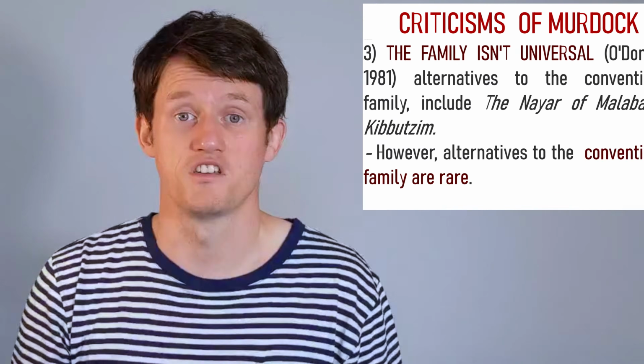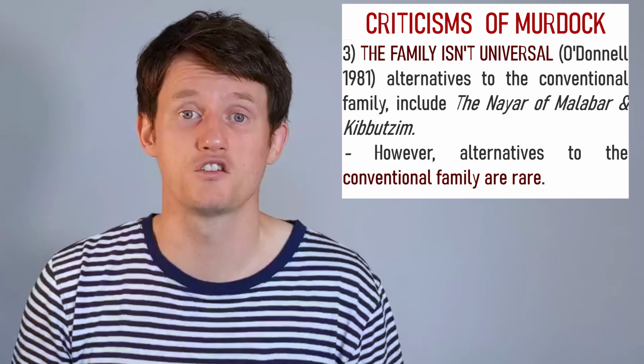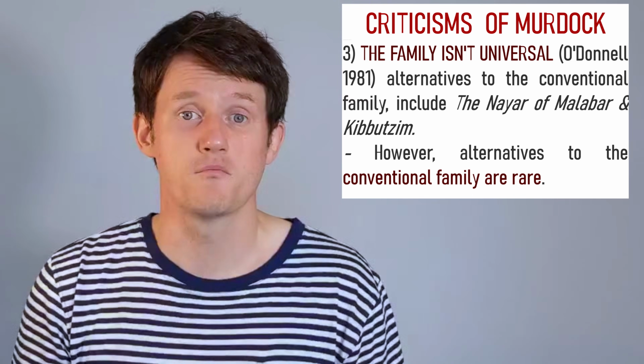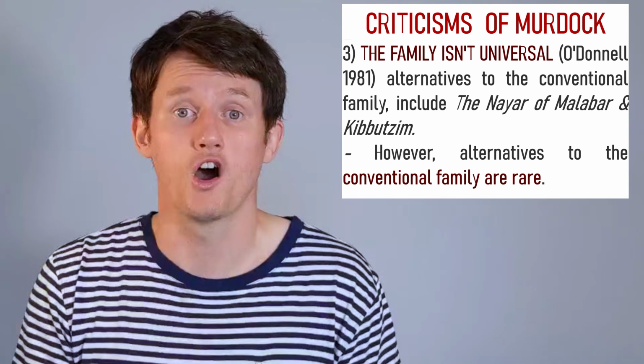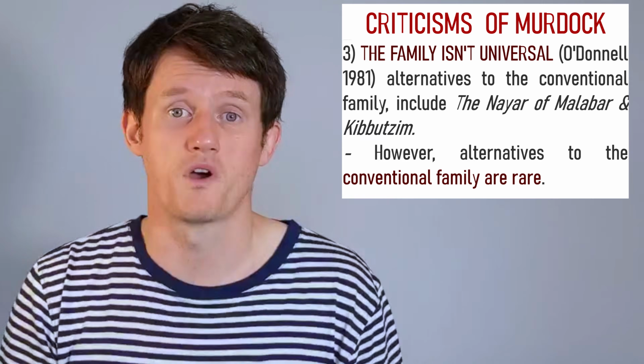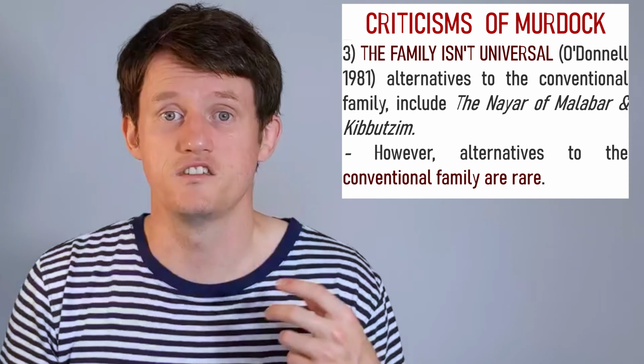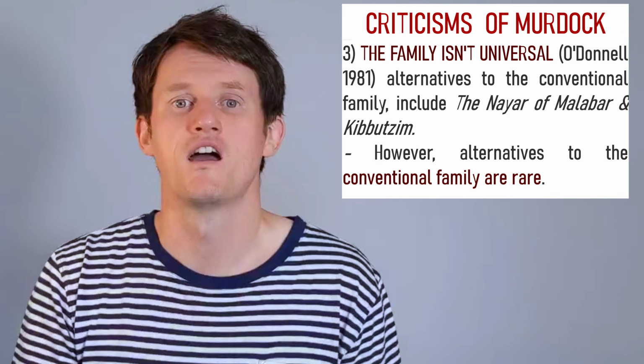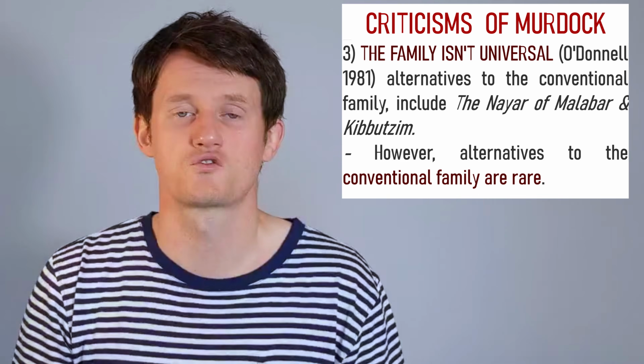The third criticism is by O'Connell, and he criticised Murdock's view that the family and a nuclear family type is universal in all societies. He found lots of examples where actually the nuclear family wasn't the common family type, or even the family as we know it, and some of them are on the screen now.